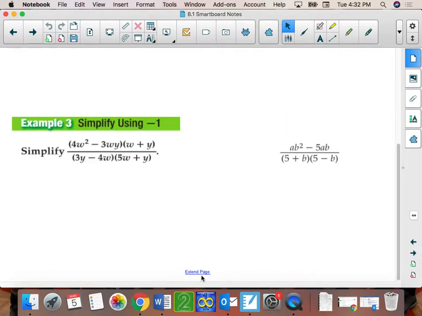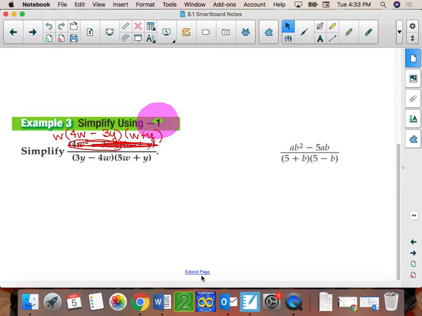All right, we're going to do the same thing. We're going to simplify, and this says right here, it says simplify using -1. And so you're going to see how there are times that we factor and things almost match, but they're just maybe off by their signs, and so we can take out a negative. So let's start with this binomial up here. If you notice this binomial, they have a w in common, so I'm going to take that w out, and I'm left with 4w minus 3y, and then I just have this w plus y here. Okay, so I'm going to mark that out, so that's gone.